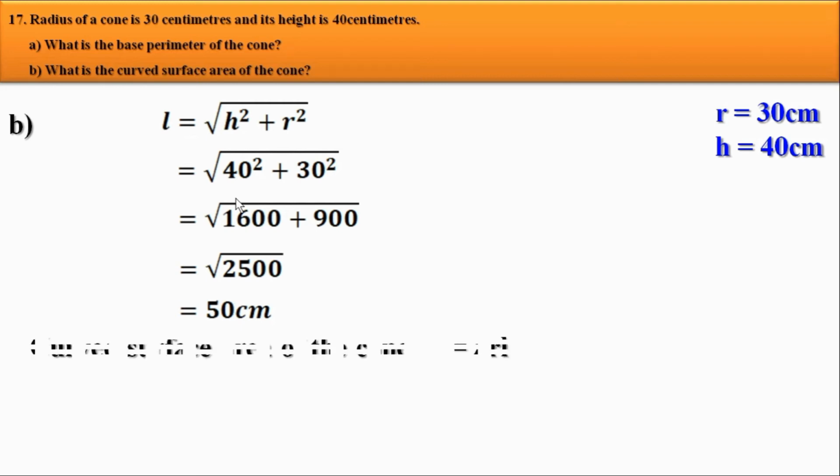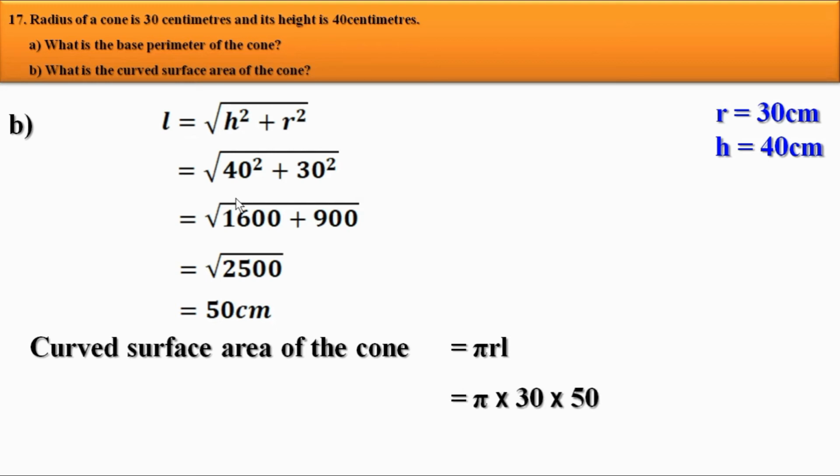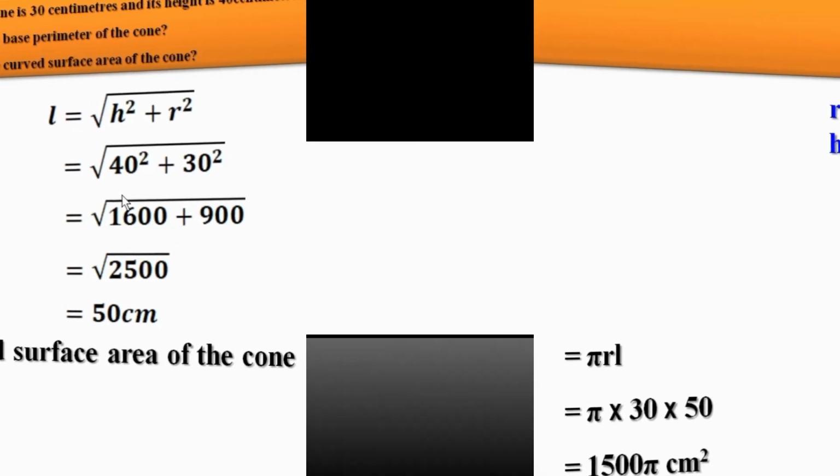Now the curved surface area equal to pi rl, that is equal to pi into 30 into 50, and that is equal to 1500 pi. That is, the curved surface area of the cone is equal to 1500 pi centimeters square.